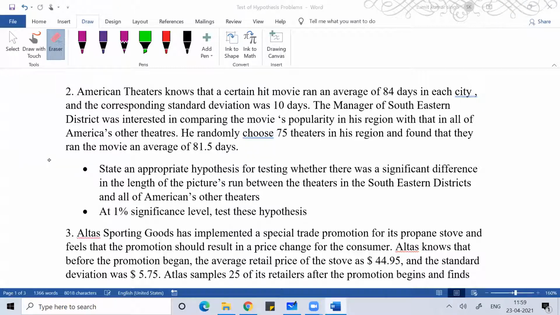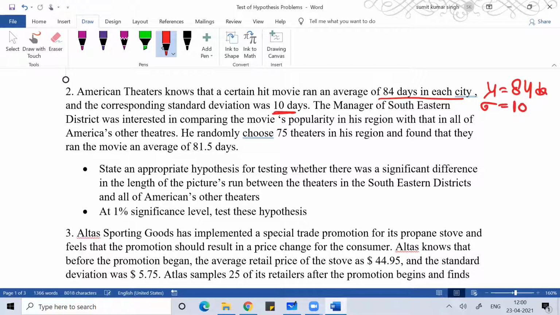So question number 2, American theaters. American theaters know that a certain hit movie runs an average of 84 days in each city. So mu here is 84. And the corresponding standard deviation was 10 days. The population standard deviation is given, which means you do a Z test. This unit is days. So mu is 84 days, sigma is 10 days.